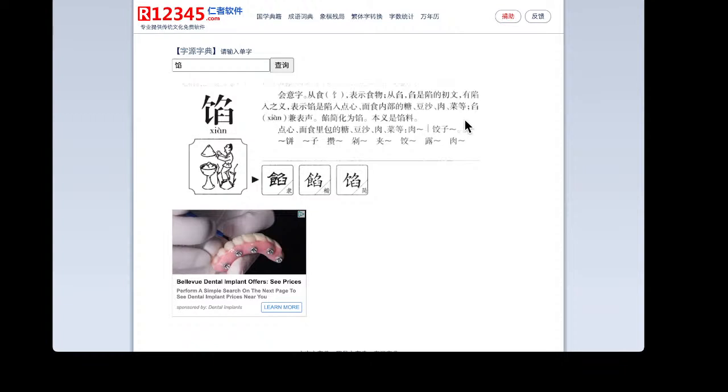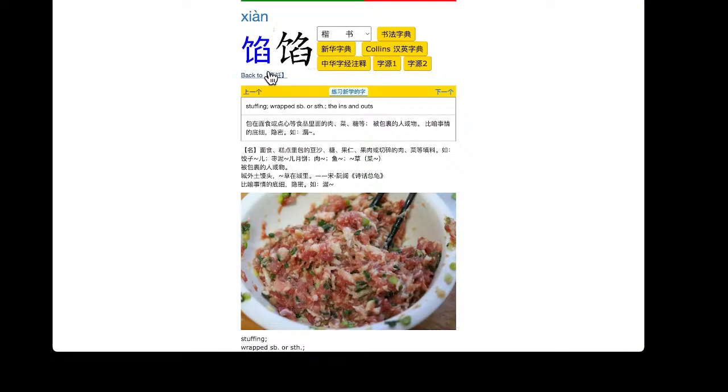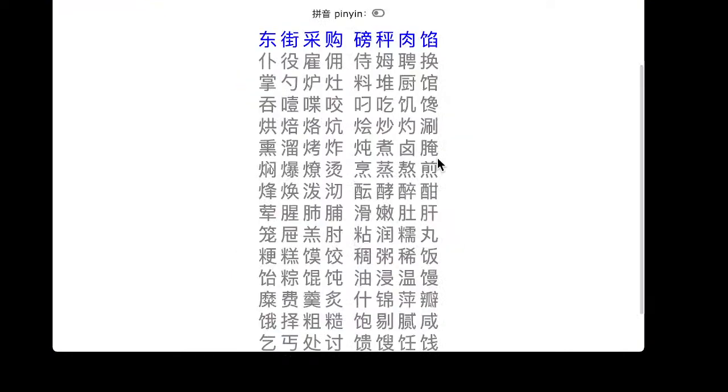So 陷 means 陷入. So 陷 means that you kind of cave in, okay? Kind of cave in into a pit, into a hole kind of thing, okay? So that's obvious, right? So for the stuffing, you have to make a hole and then you put the stuffing inside, right? Inside that dent, okay? So that's why they use this 陷 to build that character, okay? So this is 馅.